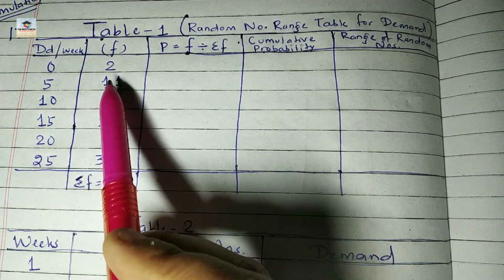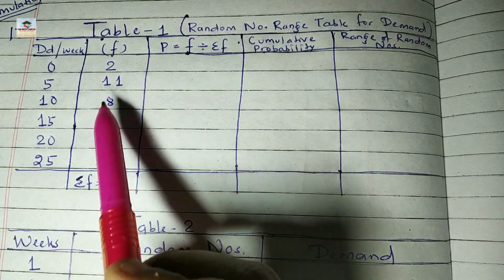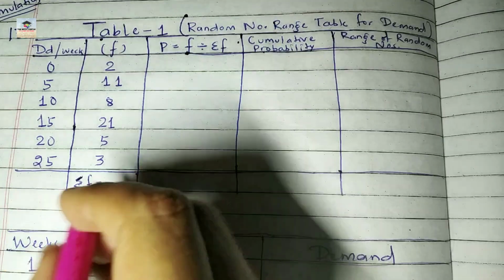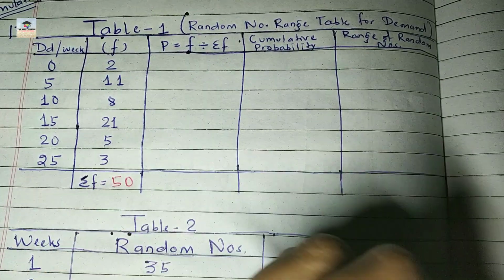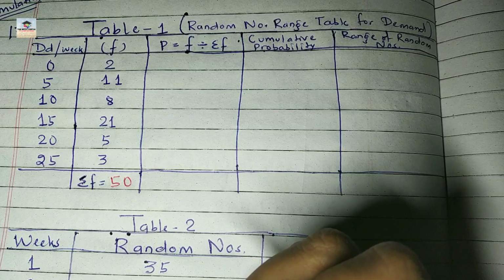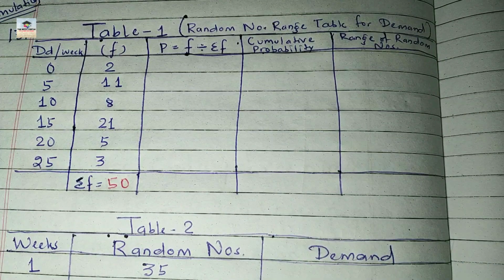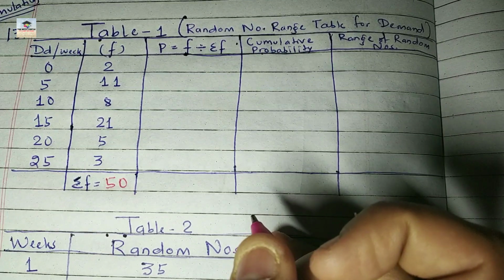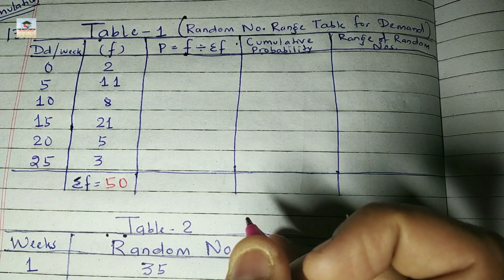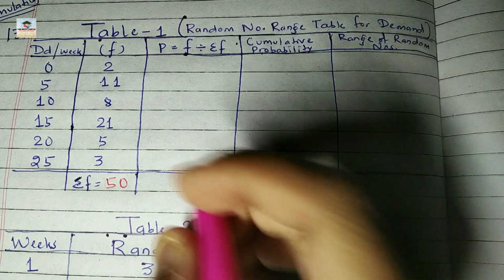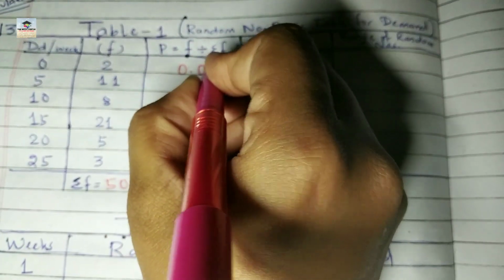सो ये कितना हो जाएगा? It will be around 42 + 8, 50, right? 50. Then you have to calculate your probability. Probability क्या हो जाएगा? Frequency divided by summation of frequency. So your frequency is 2 and summation of frequency is 50. So your probability will be 0.04.